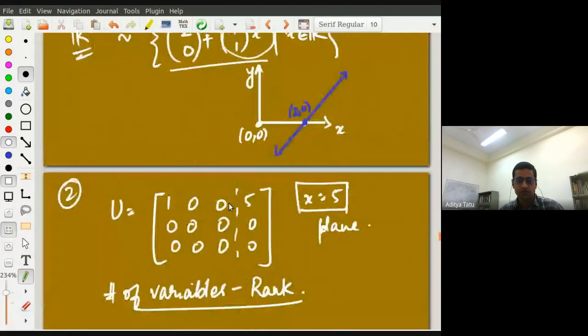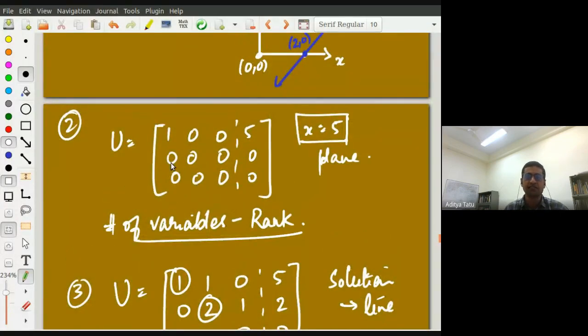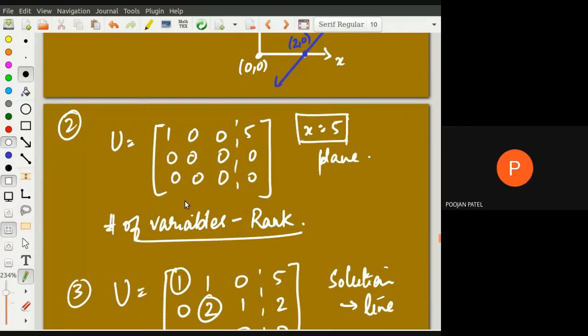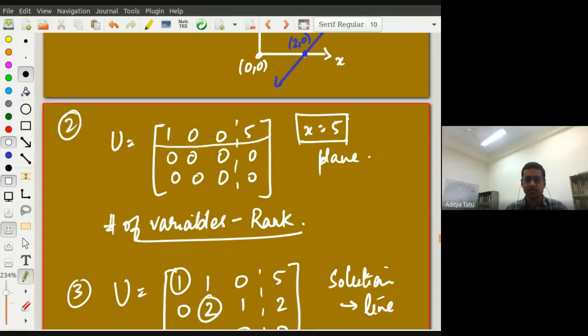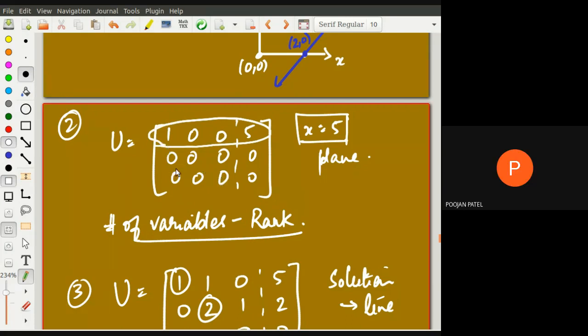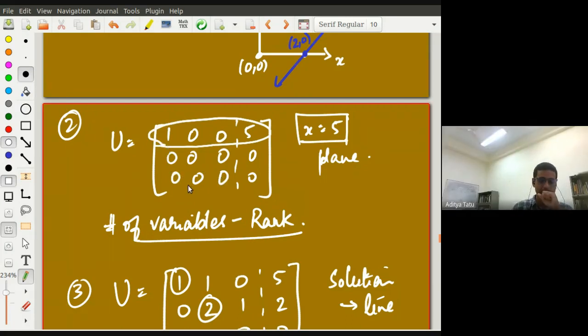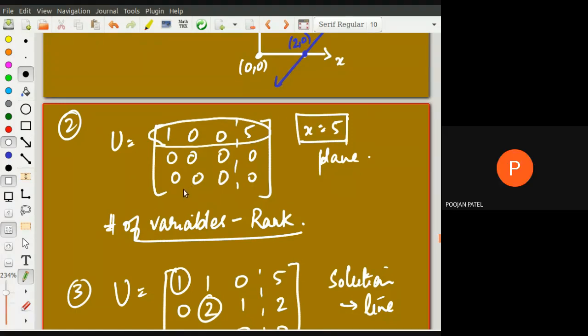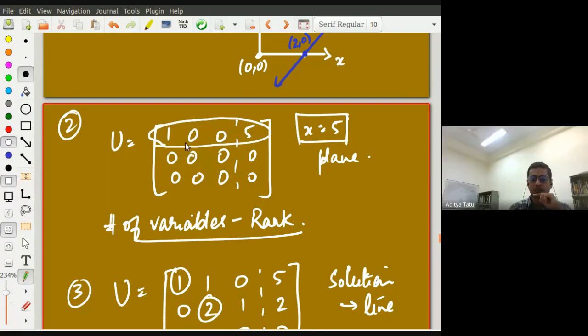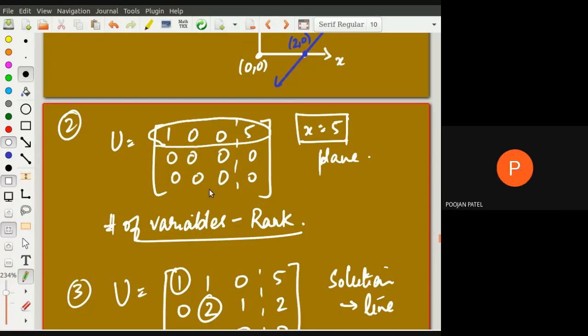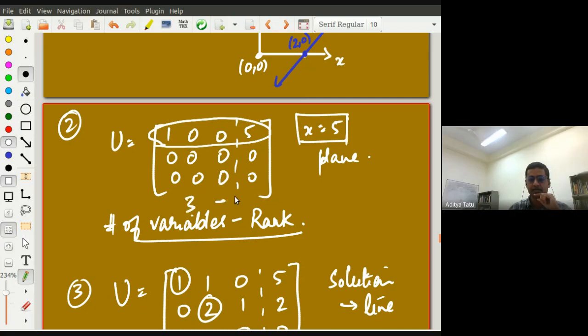In this example over here, what is the rank? This is easy to see, right? Rank of this matrix is 2? Which other row is linearly independent? Only the first row is. So therefore, what is the rank? 1. And how many variables does this have? 3. So 3 minus 1, 2. So plane, right? It has two directions in which you can move and still stay on the plane. So that is why this is 2.